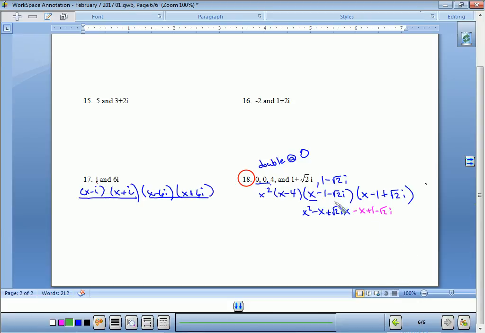And then finally, probably the most difficult one to distribute is this one, negative root 2I. So that makes a negative root 2ix. It makes a positive root 2I. And then be careful here. It makes a negative 4. Okay, negative root 4, which is actually just minus 2. Square root of 2 times square root of 2 is 2. So it makes 2I squared, which makes that a plus 2.